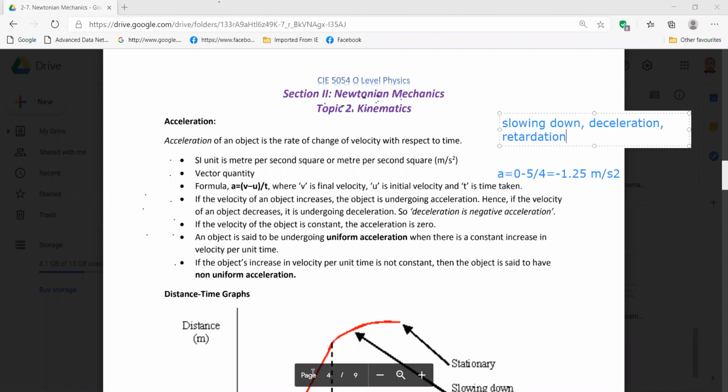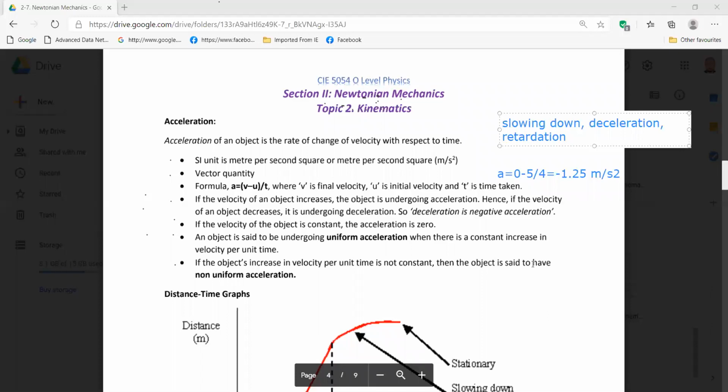Sir, why will we not write 5 minus 0? Because 5 is the initial velocity and 0 is the final velocity. Look, our formula is A equals V minus U by T, right? V is the final velocity, U is the initial velocity. So when the car is slowing down, the final velocity is 0 as the car is stopped, and the initial velocity was bigger. It was 5. During slowing down, it is the opposite process. Is it clear now?